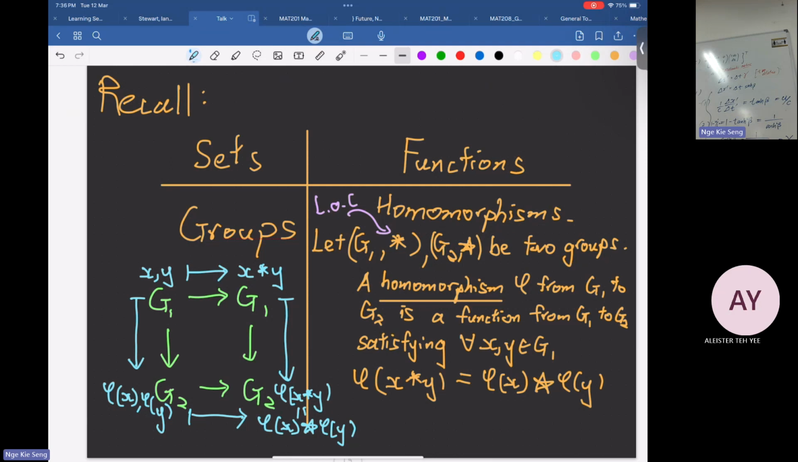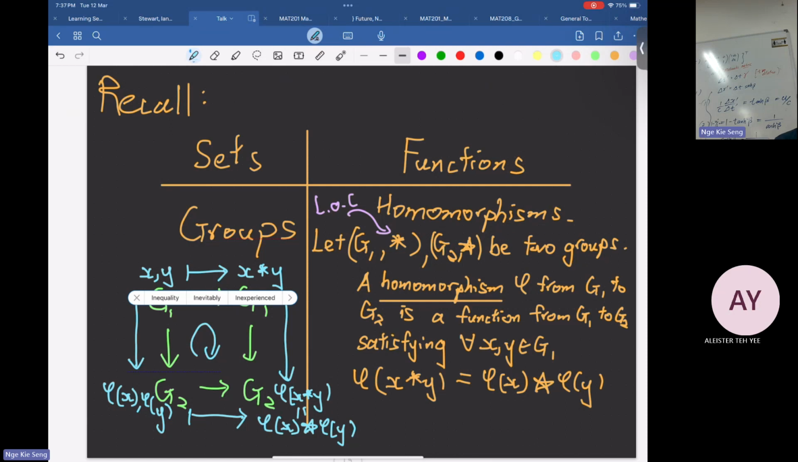And you have two ways. You have two ways to get two different things. But I want these two things to be the same. Okay. If this is the same, then I will say that this diagram commutes. Okay? Does it make sense?